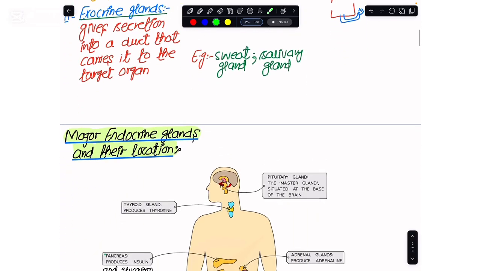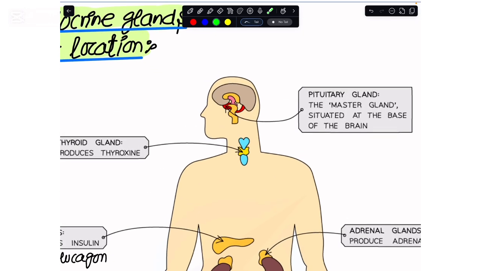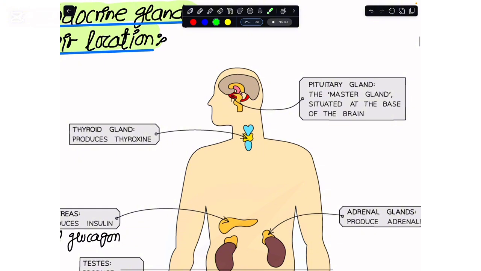So if we were to be moving next, this is something very important from the paper point of view that we must be aware of: where these major endocrine glands would be lying. If I just talk from the top of the body, here we have got the brain or the skull, and here we have this master gland, the pituitary gland.